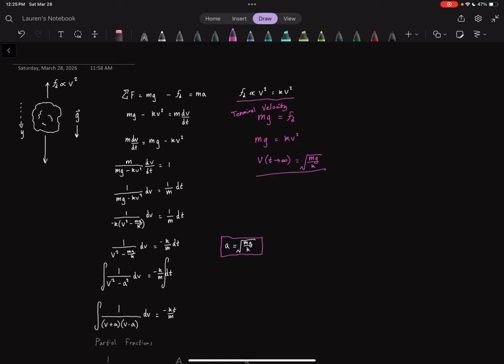All right, so that's this problem analyzed in 3 different ways: no drag, linear drag, and quadratic drag, each appropriate for different assumptions.